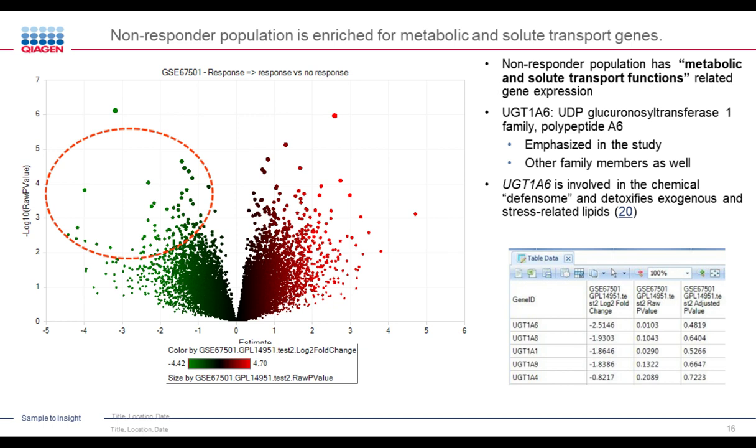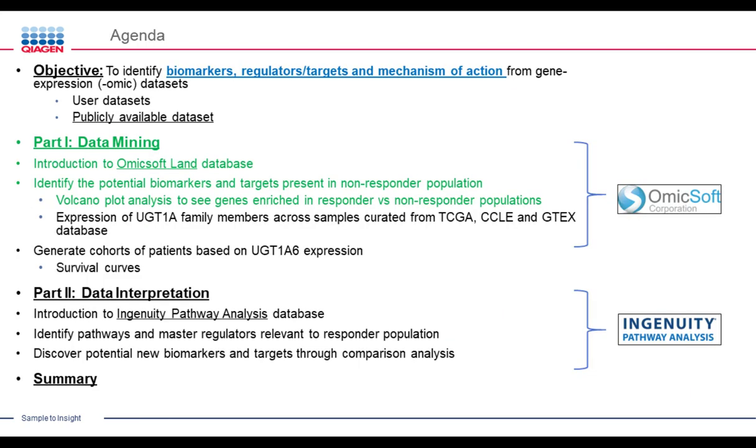And this paper particularly mentions UGT1A6 as one of the key genes because this gene is involved in metabolic and solute transport functions. If you read about this gene online, you'll know that what it does is it processes steroids, drugs, etc., into water-soluble molecules that can be excreted from the cell. And this is what the paper is proposing, that this is one of the main mechanisms by which non-responders may not be responding to therapy. But in addition to UGT1A6, there are other genes of that family that are present in the non-responder population as well.